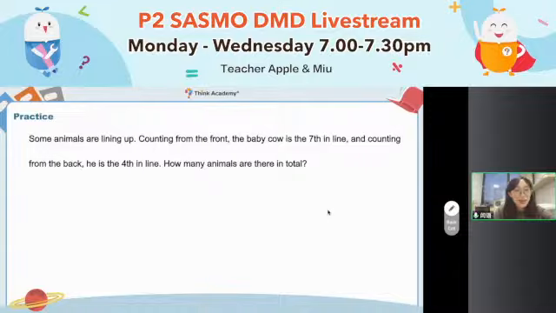Some animals are lining up. Okay, counting from the front, the baby cow is the 7th in line. And counting from the back, he is the 4th in line. How many animals are there in total? Okay, think about it. Now, again, we have two numbers and both of them are ordinal numbers. Okay, be more careful. Try it.